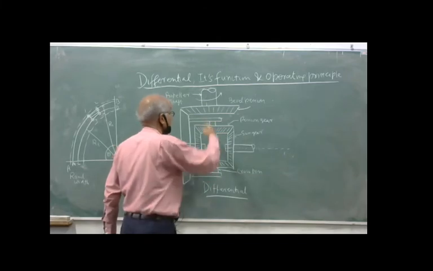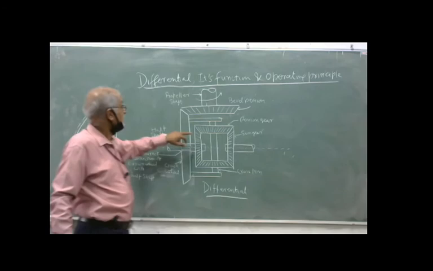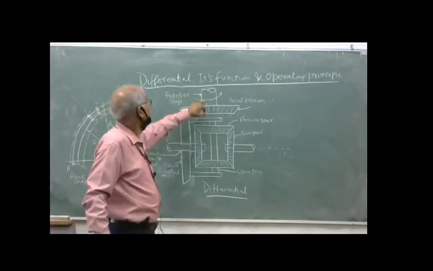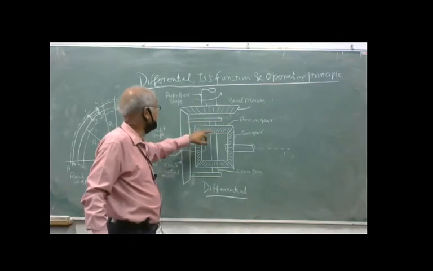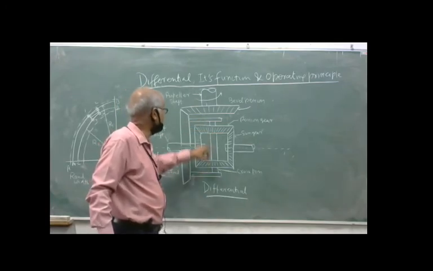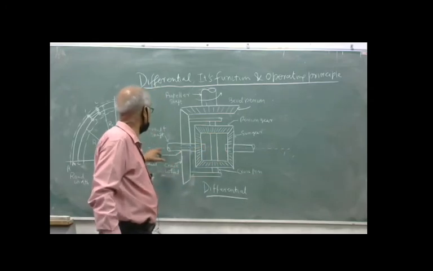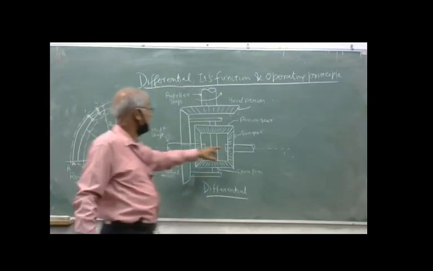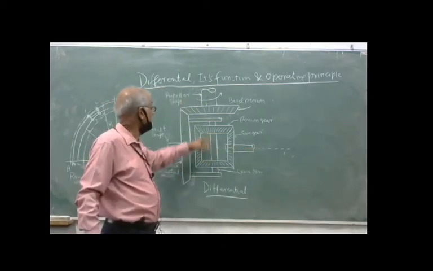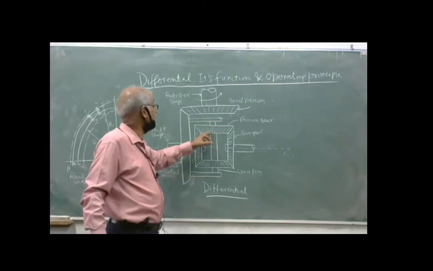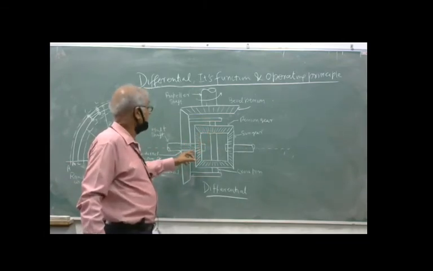These two gears start rotating with the box. So what will happen? The power which is coming from the propeller shaft goes to the crown wheel, to the box, to this gear. Now these two gears are connected with the sun gears, which are directly connected to the wheel. See, they are connected to the wheel. So when the box moves, this pinion gear transmits the power to both the sun gears.